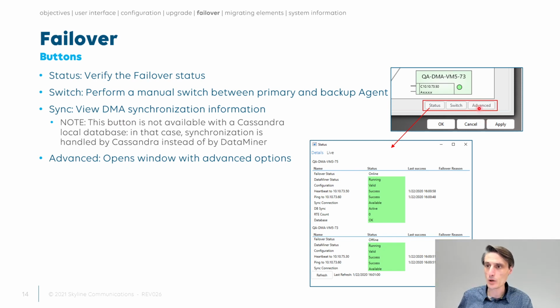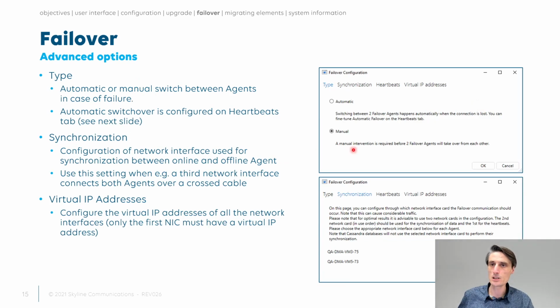The advanced window, if you click on there, that brings me to this pop-up. In this pop-up of the advanced configuration, I have a couple of tab pages. And the first tab page is probably the most important one because here I choose whether it's an automatic or a manual failover.